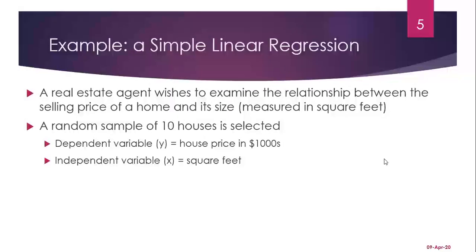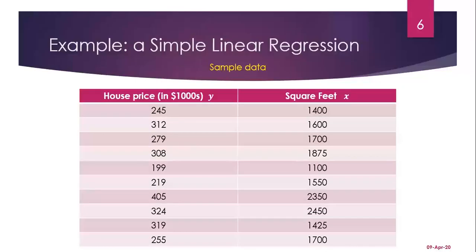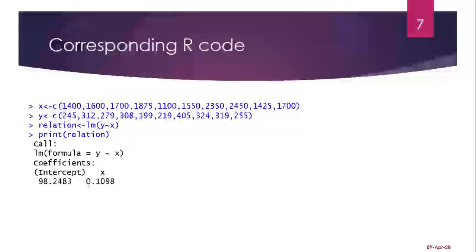Here we use a simple linear regression example, where we have two variables: one dependent variable y, the price of the house given in dollars, and an independent variable, the size of the house, given in square feet. Now here is the sample data. As I have said, sample data will always cover both the predictor variable and the response variable. So this is the response variable, and this is the predictor variable. We take x and y as vectors in R.